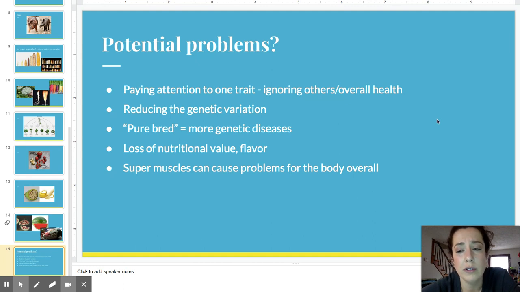And I mentioned we're losing flavor with our strawberries, which is sad. I also read that we are losing some nutritional value with carrots. So if we are selecting for size, then that might be at the cost of another trait. And those super muscles, like we looked at with the cow and with horses, that if there's such muscle development, that could cause problems with bones and joints and other issues with the body overall.